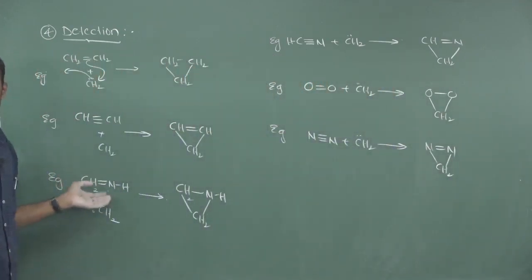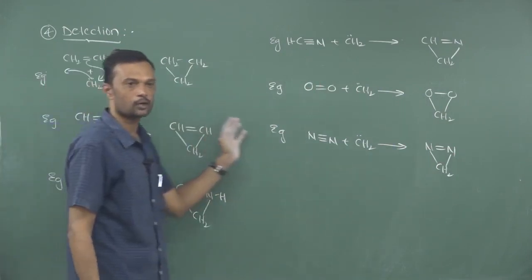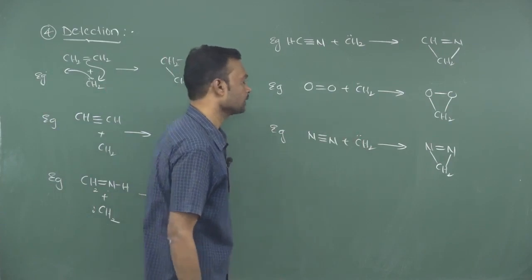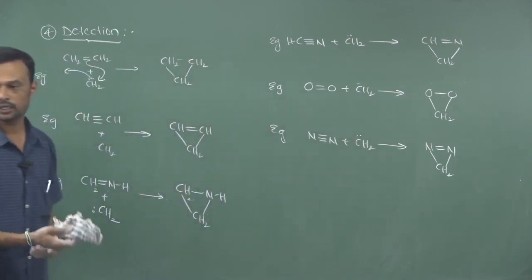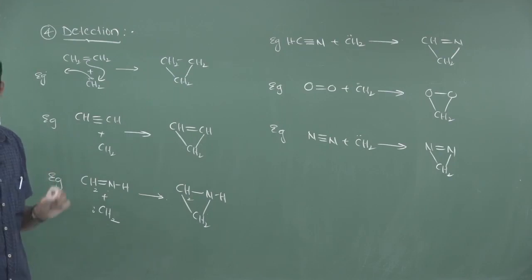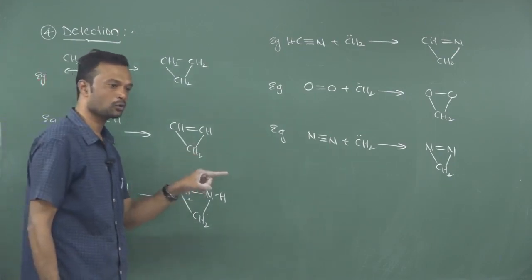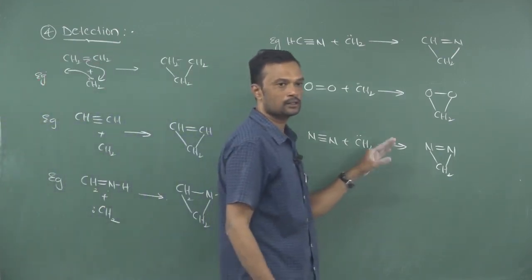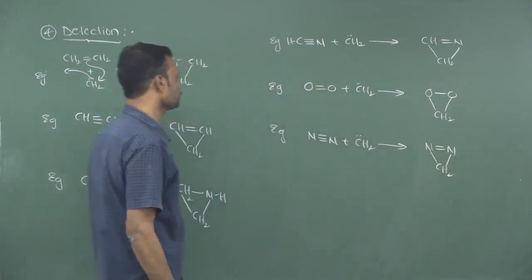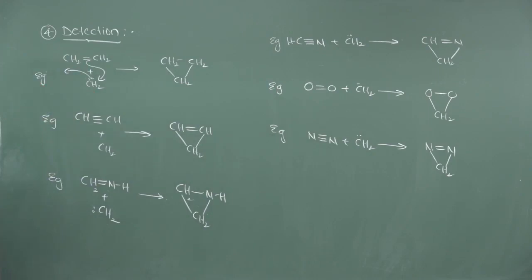These names are very, very important. That's why I first completed heterocyclic compounds. Diazirine, azirine, aziridine, irene. The first two are unsaturated, with nitrogen and without nitrogen. The next two are saturated, with nitrogen and without nitrogen. So these are the identification methods.